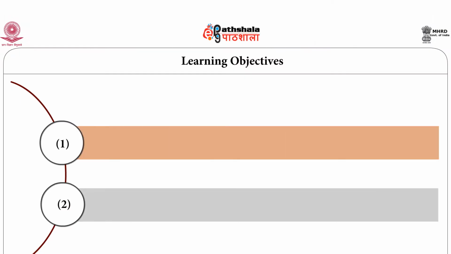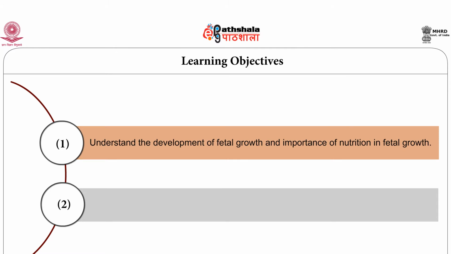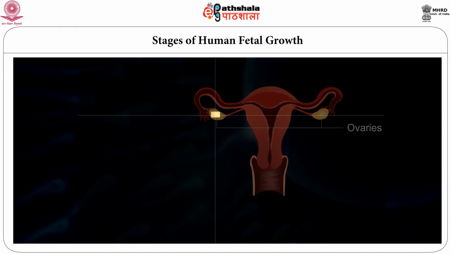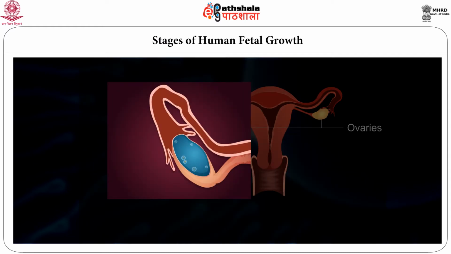The objectives of this lecture are to understand the development of fetal growth and the importance of nutrition in fetal growth, and to describe the various physiological changes during pregnancy. Let us now discuss the stages of human fetal growth. After the ovum is released from the matured follicle in the ovary, it enters the fallopian tube. It moves slowly through the tube towards the uterus, encountering potentially fertilizing sperm along the way.